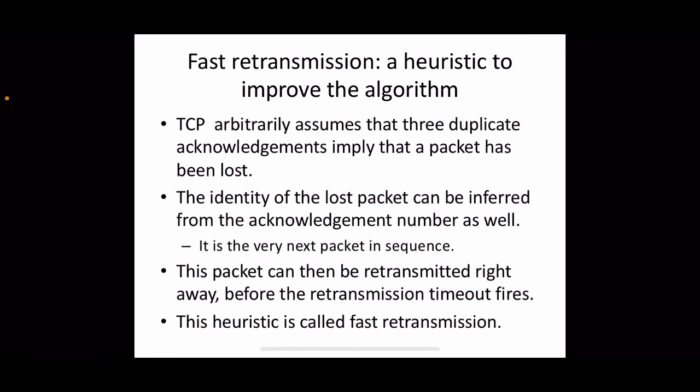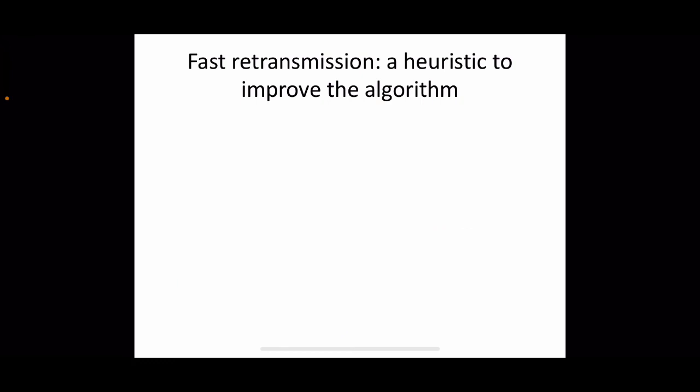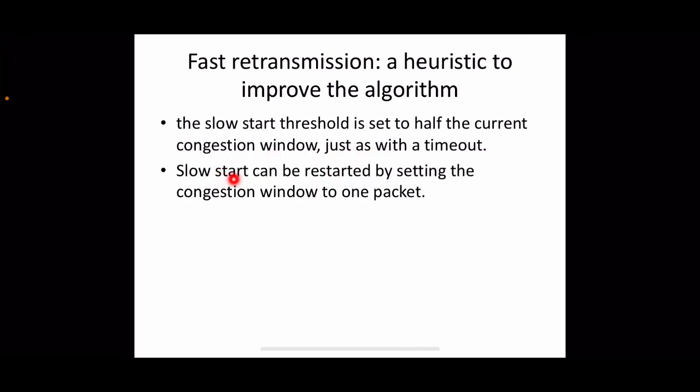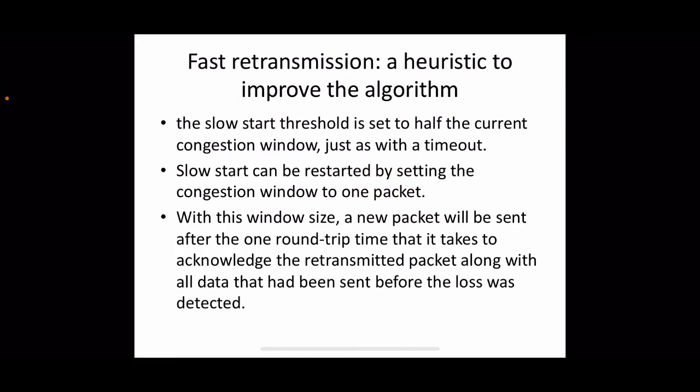At the same time, it can be used to update the threshold. Our slow start threshold is there, right? We used to reduce it to half only when a timeout occurs. But here, even before that, we can reduce the threshold. So early congestion control can be done using this heuristic. The slow start threshold is set to half of the current congestion window, just as with the timeout. Slow start can be restarted by setting the congestion window to 1 packet.